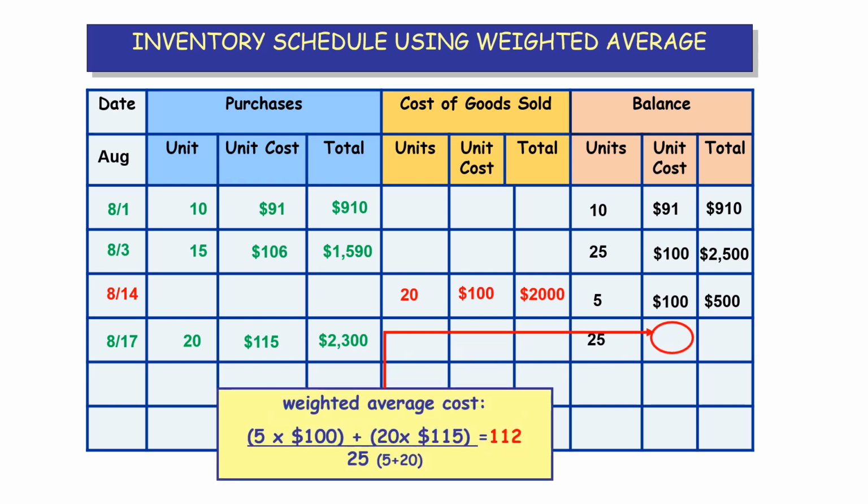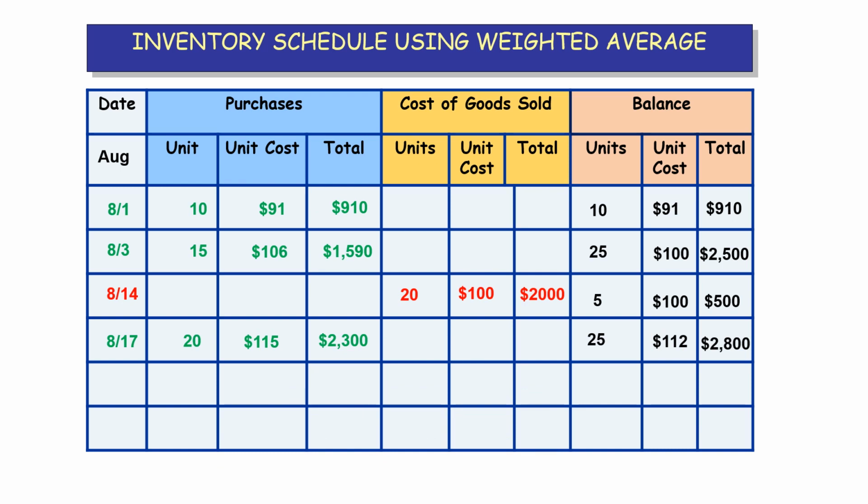I need to find the total cost of my goods. Since I already know the balance is 5 and the total cost is 500, plus the new purchase 2,300, divided by the total units. 5 as a balance, 20 more we purchased, giving us 25 units. So when I take the total cost of goods available for sale divided by the units, it gives me $112 as an average cost. So all 25 units that I have will be costed at $112. So that will give us $2,800.